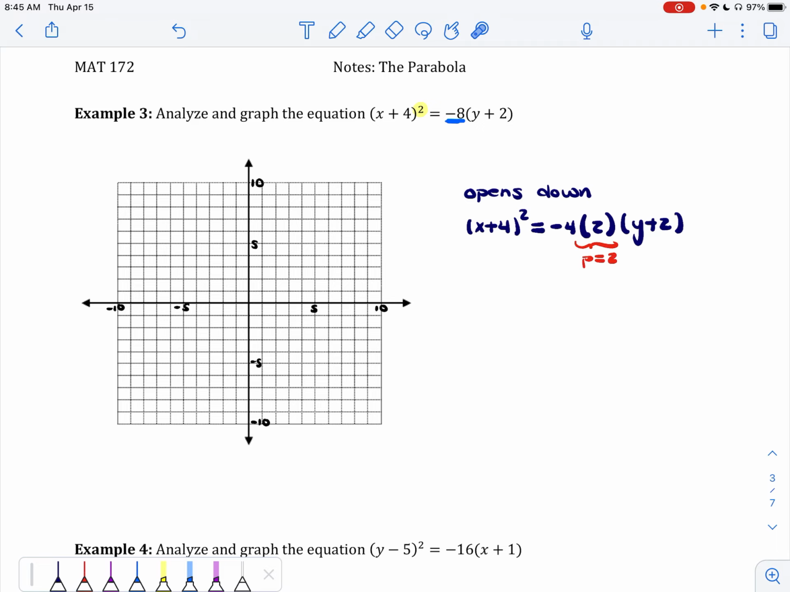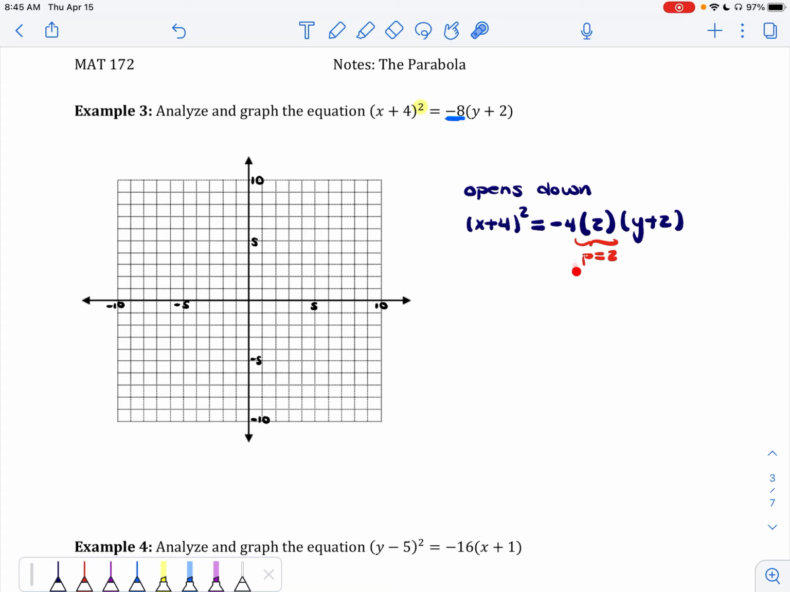Okay, one little note here, p is always a positive number. If there is a negative sign, it goes with the 4, not with the p. Okay, p is always positive.